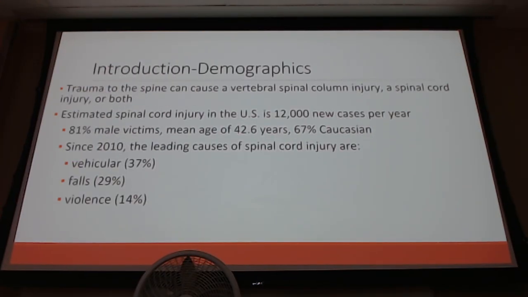All right. So we can have a vertebral spinal column injury. We can have injury to the spinal cord. We can have both. Our biggest concerns are going to be whether they're stable versus unstable lesions or pathology, but it's a pretty common injury that we see. It affects males more because we're stupid and like to do dangerous things. But the leading causes are going to be MVC, falls, and then violence.